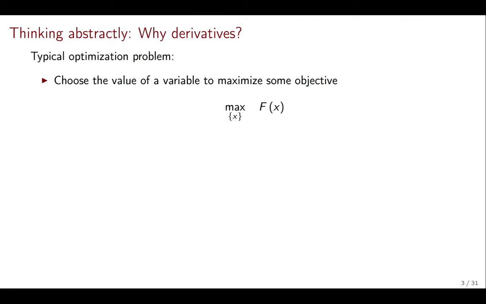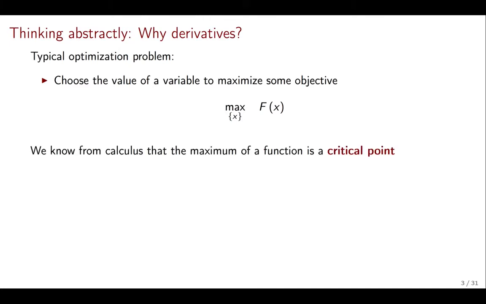Okay, so why derivatives? Well, let me again be very abstract and think about a very generic optimization problem. They always take the form of choosing the value of a variable. Here the variable is x, and we're going to be signifying that by this subscript on the max. These are the variables we're choosing to maximize some objective function, in this case f. You might think of choosing consumption to maximize utility, choosing labor to maximize profits. Now we know from calculus that the maximum of a function is a critical point of that function. And a critical point is a point x star such that the derivative of the function at that point x star is equal to 0.